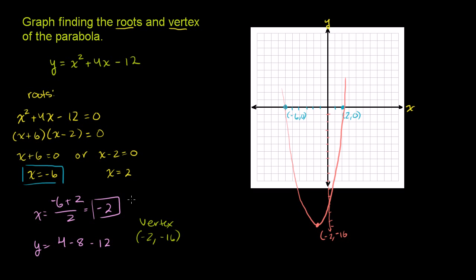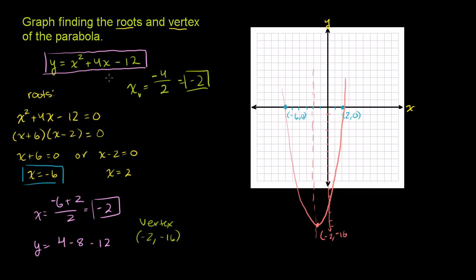Now, I figured out the vertex in this problem just by averaging the x values of the two roots. That gave me the x value of the axis of symmetry, which is x is equal to negative 2. That's the axis around which the parabola is symmetric. The other way to figure out the x value of the vertex is to use the formula negative b over 2a. So the x value of the vertex is equal to negative b, negative 4, over 2 times a. A is 1, so over 2, which is also going to give you x is equal to negative 2. Now, the last way to solve for the vertex is to complete the square.